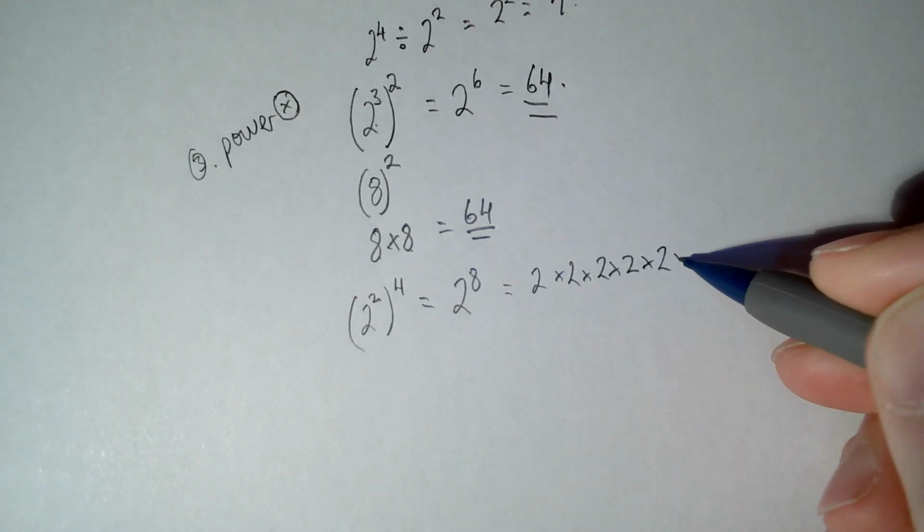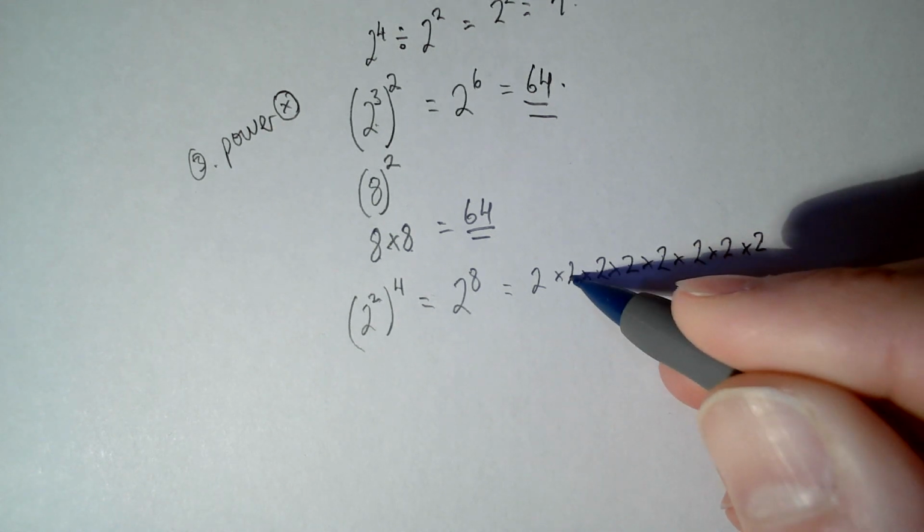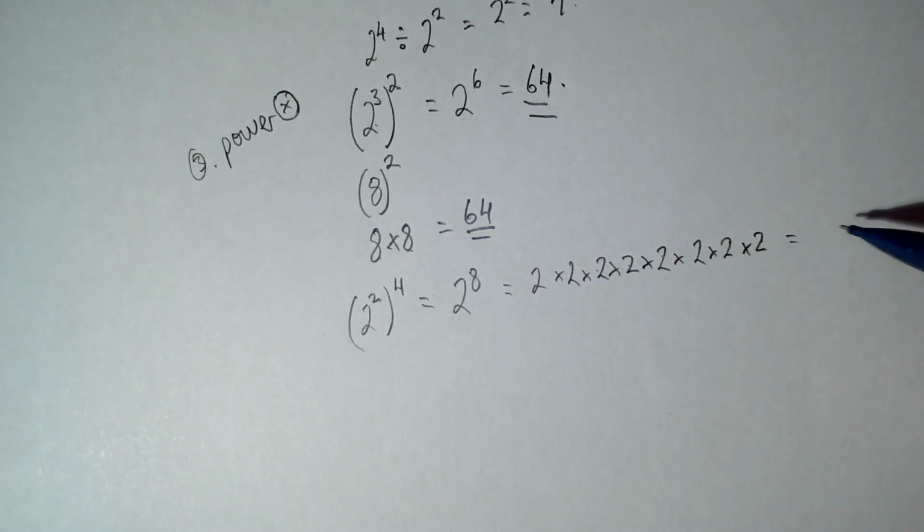That's 2 times 2 times 2 times 2 times 2 times 2 times 2 times 2. It's a bit of a tongue twister. We have 1, 2, 3, 4, 5, 6, 7, 8, and that is our index. And I can tell you that 2 to the power of 8 is 256.